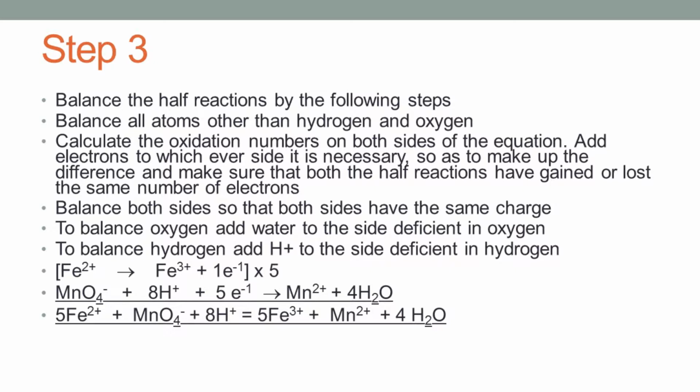Since there are 4 oxygens, it produces 4 moles of water, and when 4 moles of water is formed, we need 8 H+ ions. Since the reaction is taking place in H+ medium or an acidic medium, we can add the right number of H+ ions. Therefore, the final balanced equation would be 5 Fe2+ plus MnO4- plus 8 H+ gives you 5 Fe3+ plus Mn2+ plus 4 H2O. That's the way we balance an equation using ion-electron method or half reaction method.